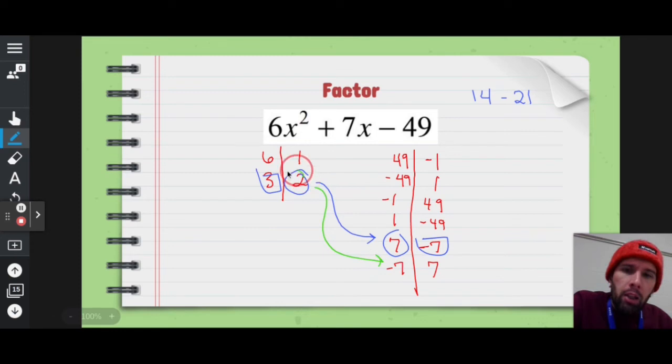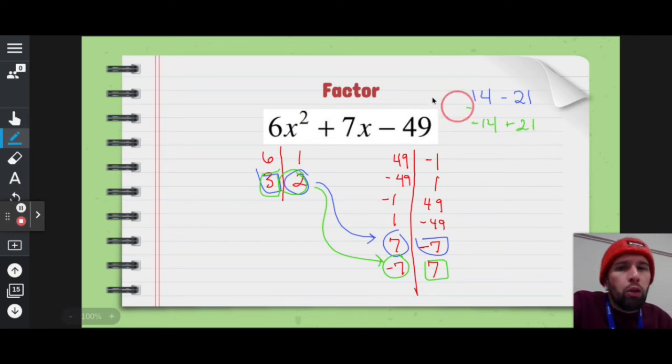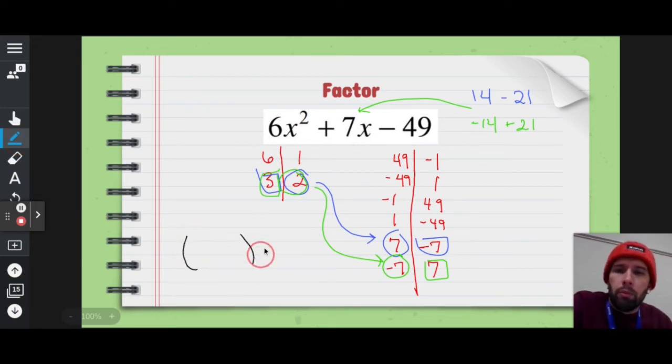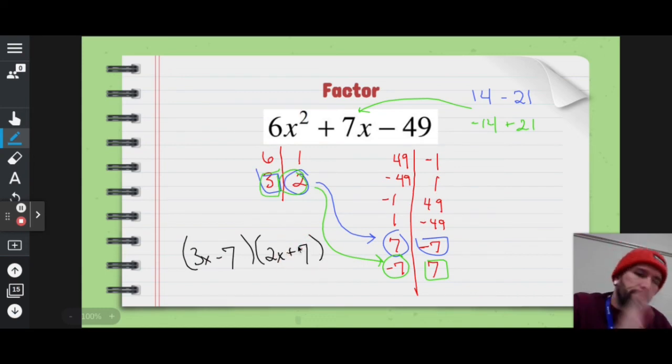Okay, multiply the interiors. 2 times negative 7 is negative 14. 3 times 7 is positive 21. Those do add up to 7. That's my guy. Green is my guy. So let's set it up. 3 is attached to x, 3x. 2 is the second guy attached to x, 2x. Negative 7 is the first guy not attached to x, negative 7. Positive 7 is the second guy not attached to x. There you have it.